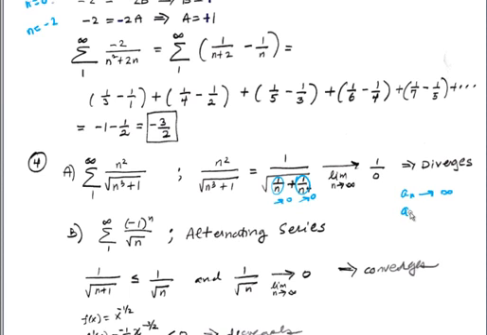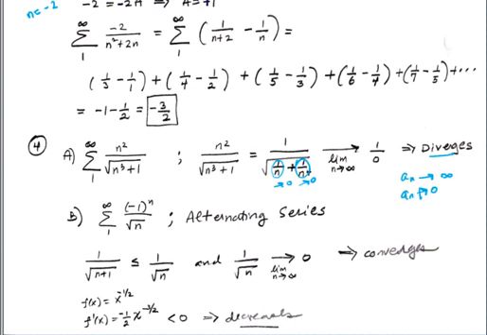Okay, or a_n does not go to 0. So that means it diverges. Okay, in B we have an alternating series, because it's (-1)^n.